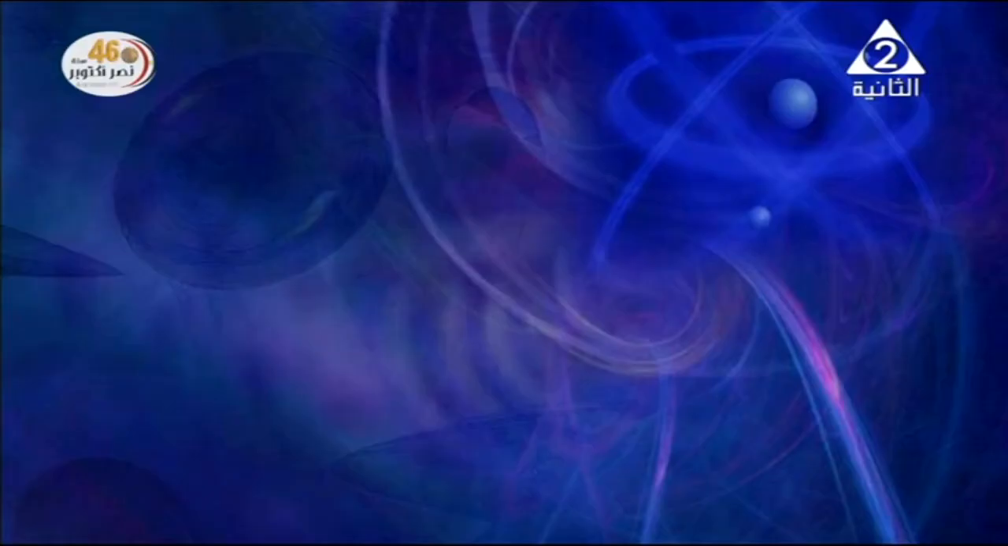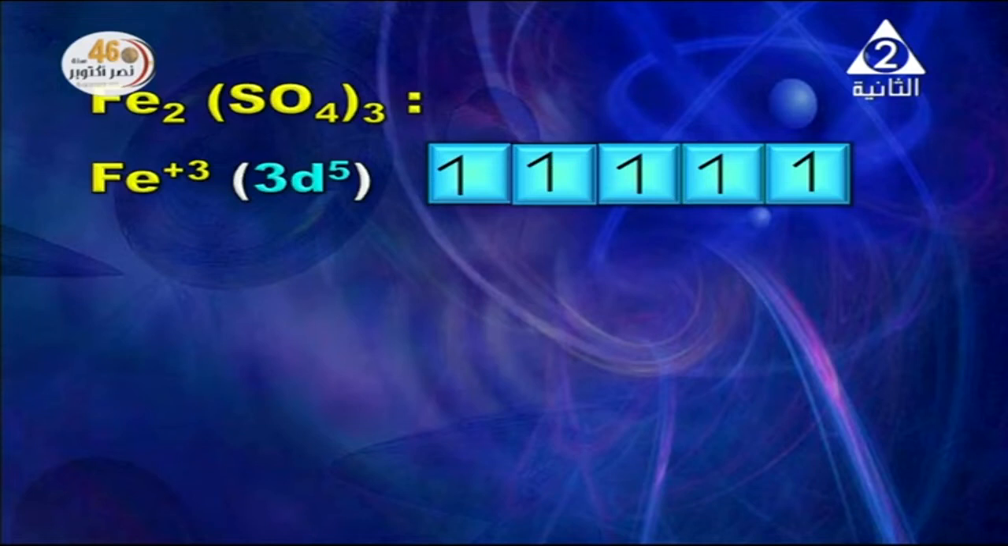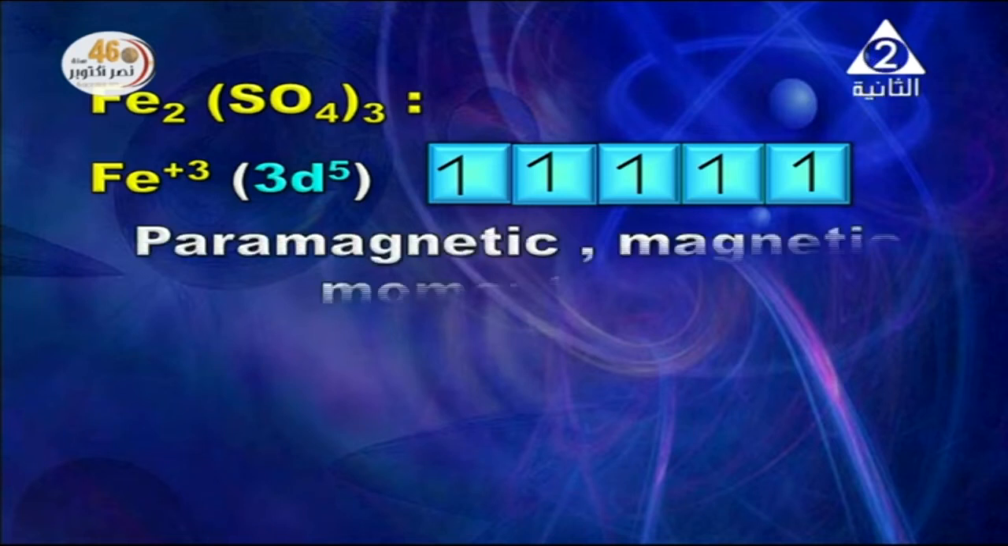The answer, my dear student: you have to write the iron positive 3 ion electronic configuration after removing the 4s2 and 1 from the 3d6, so it will be 3d5, as iron has atomic number 26 and its electronic configuration is argon 18, 4s2 3d6. So losing the 3 electrons to be iron positive 3, the 3d sublevel has 5 electrons. As shown on the screen, these are 5 unpaired electrons, so it is paramagnetic and the magnetic moment equals 5.